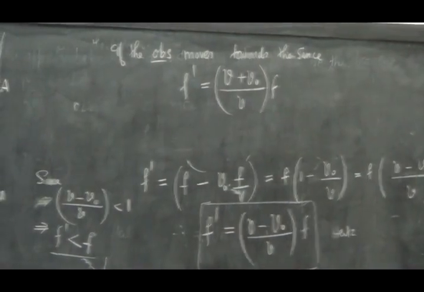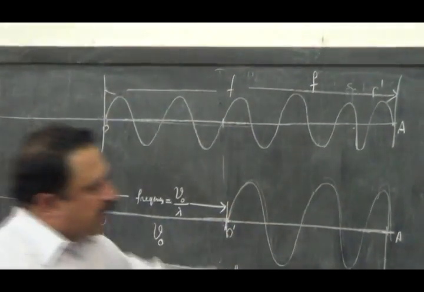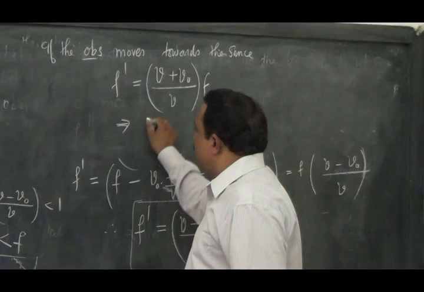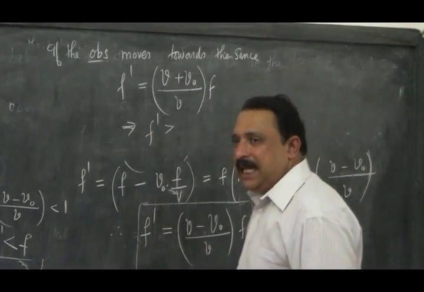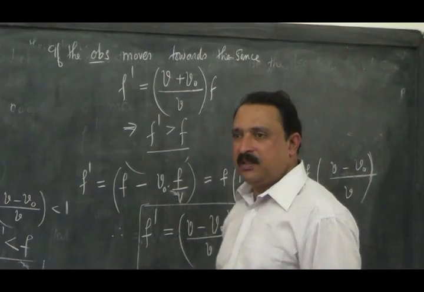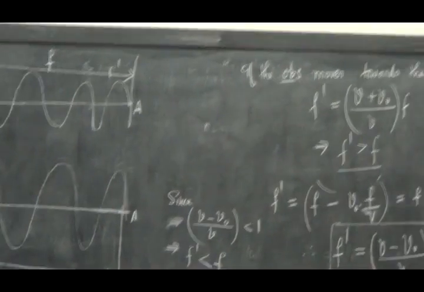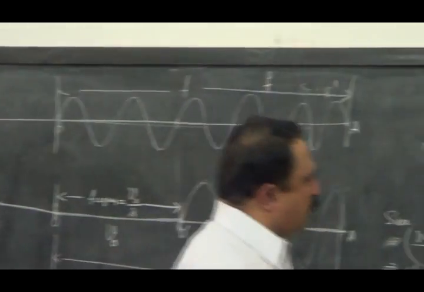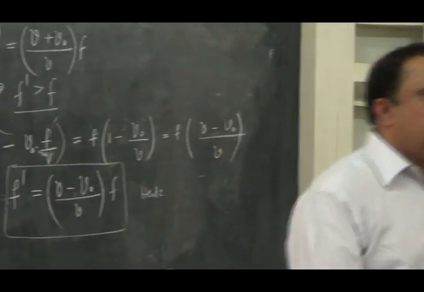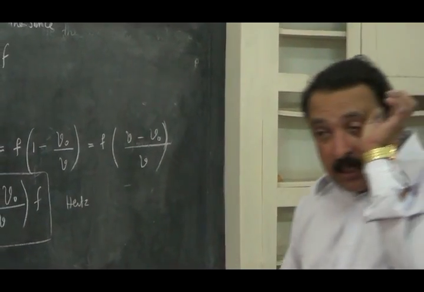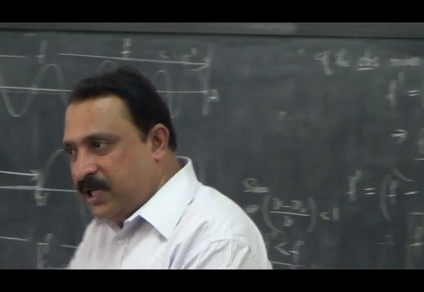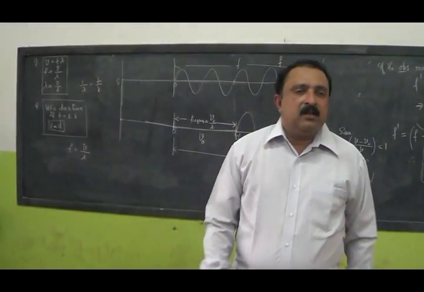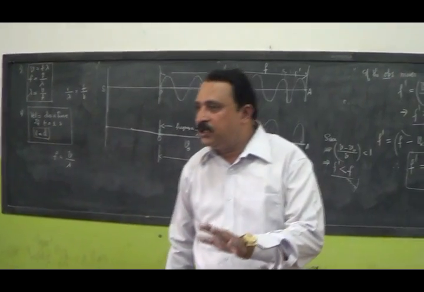Now tell me whether the numerator is bigger or the denominator is bigger. Numerator. Therefore, the ratio (V plus V naught) by V is bigger than 1. So this implies F apparent is greater than F actual, because he is in the high frequency area. So this is about Doppler's formula for the source at rest, where the observer is moving either away from the source or towards the source. Understood? Yes.